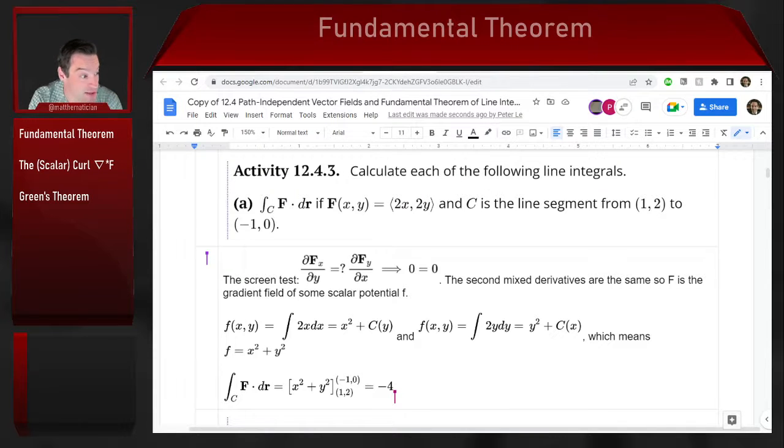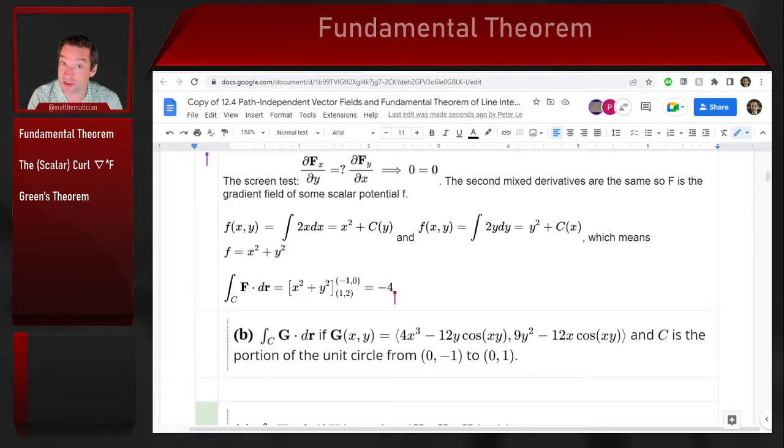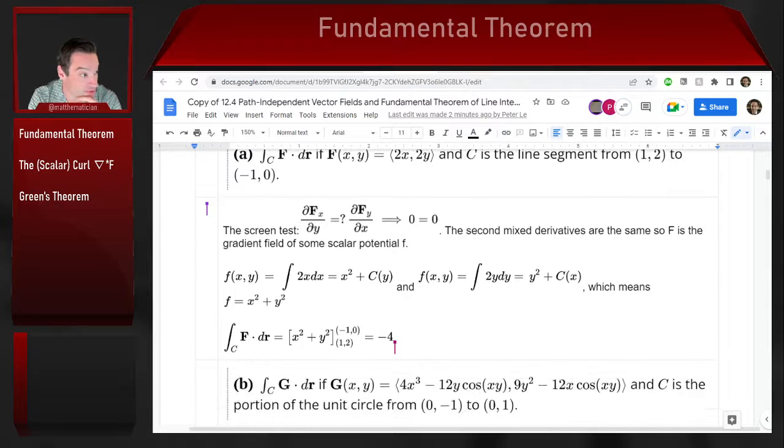And so since the screening test was passed, there is a chance for there to be a scalar potential function, and so then you went about trying to find it, right? By finding the x antiderivative of the x component and the y antiderivative of the y component and matching the two of those things up. You found out that x squared plus y squared, potentially plus a constant, if you like, but we can take that constant to be anything we like, is a scalar potential function for this vector field.